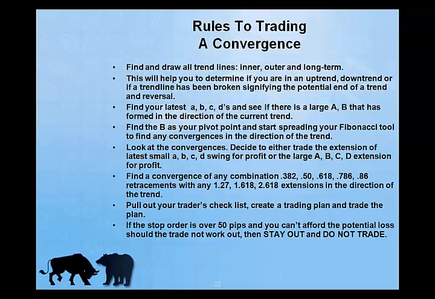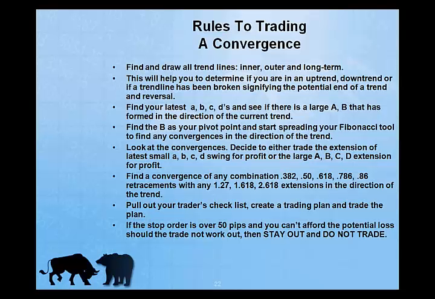Rules to trading a convergence: we find and we draw the trend lines, inner, outer, and long term. This will help us determine if we're in an uptrend, downtrend, or in consolidation. We find the latest ABCD, and we find the large AB. Then we find the B as your pivot point and start spreading your Fibonacci. Remember that B is the point that stays the same. So we go from B to the low of A, B to the low of A, and we find all the different low points.